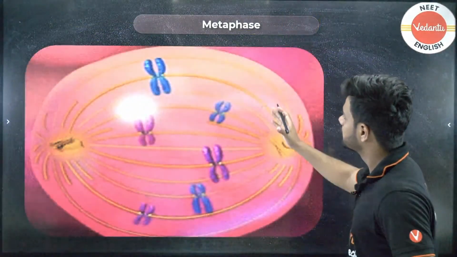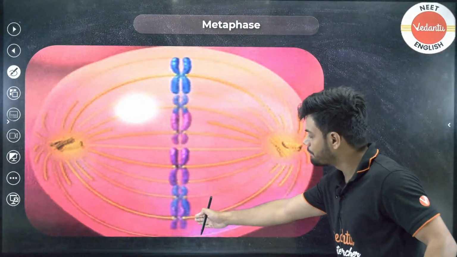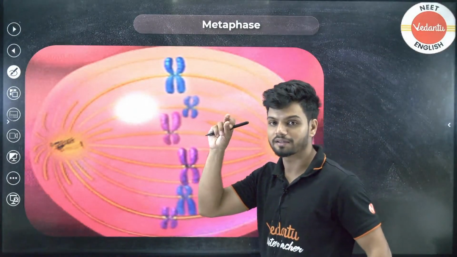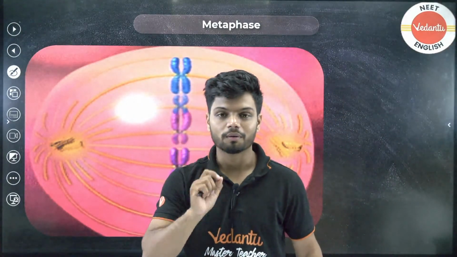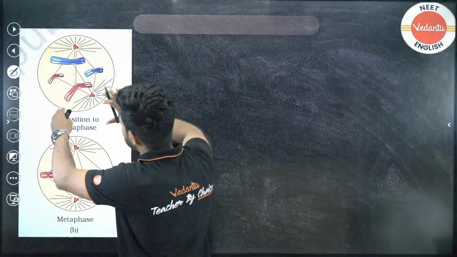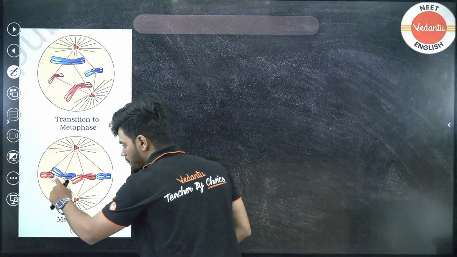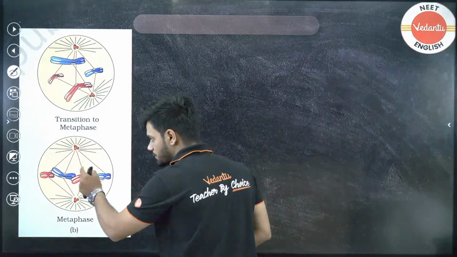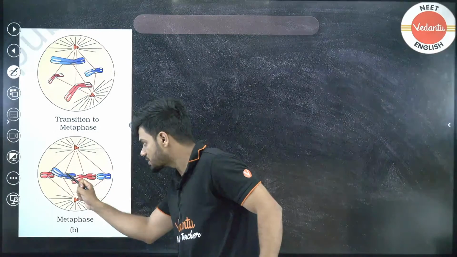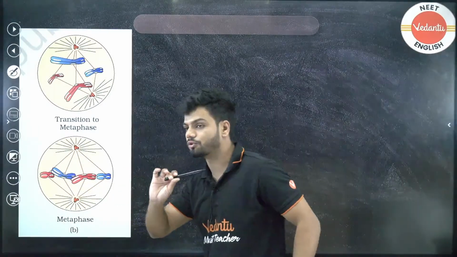Now students, this is your metaphase. All the chromosomes are aligning on the equatorial plate, also called the metaphasic plate. Three points done about your metaphase. At the end of metaphase, all the chromosomes with their two chromatids are attached at the equatorial plate. All the spindle fibers are attaching to the kinetochore. If you open your NCERT, you'll be able to see this. Done.